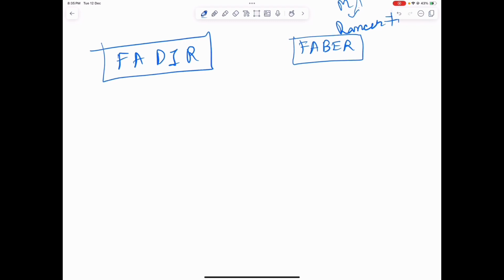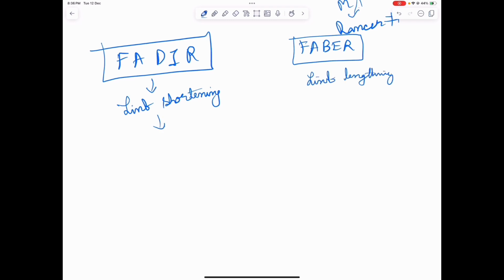Now we come on to the FADIR and FABER concept. You can remember that FADIR is going far. Now let us go through what FADIR and FABER mean. FADIR is when there is posterior displacement. FABER is when there is anterior displacement. When there is posterior dislocation in FADIR, there is limb shortening, and in FABER, limb lengthening.